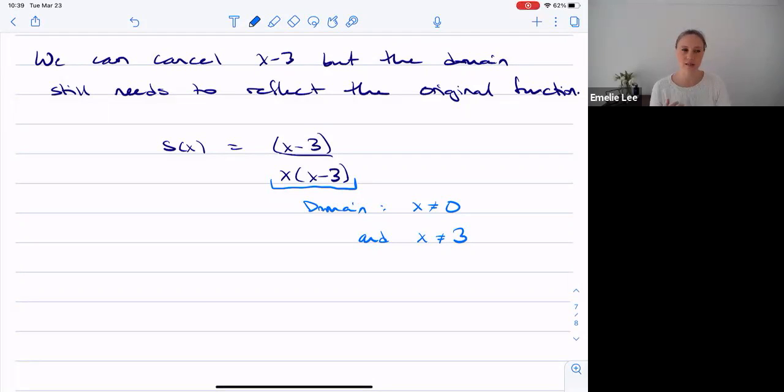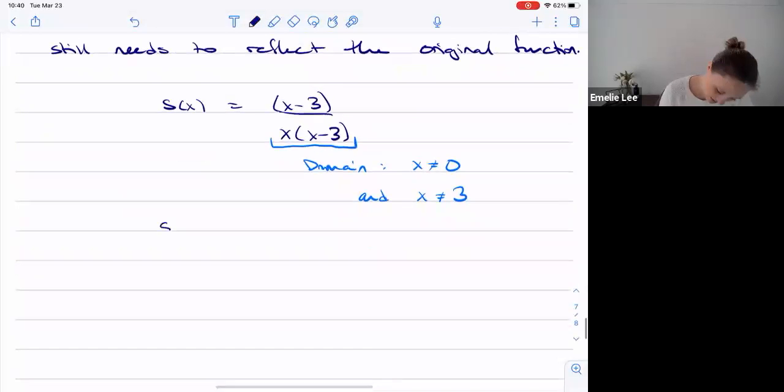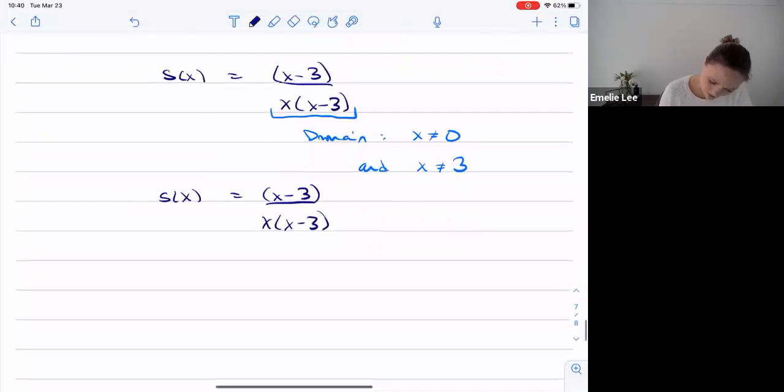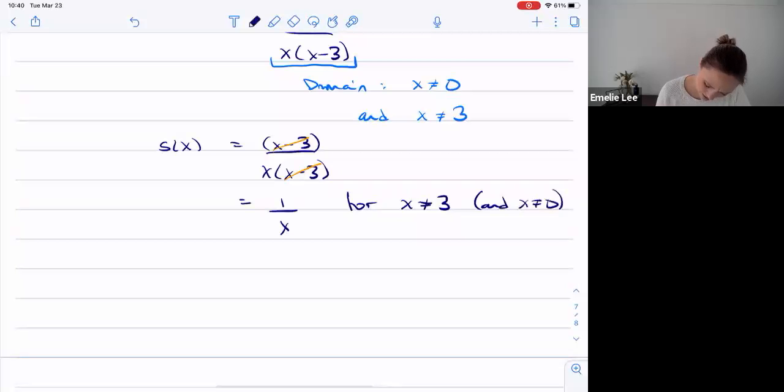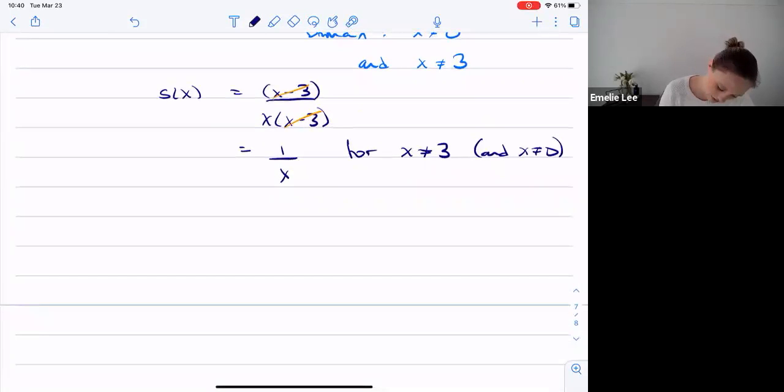So that domain still stays the same. So even when we find that s of x is x minus 3 over x times x minus 3, even when I cancel these, and I find that s of x can be written as 1 over x, right? The domain is for x not equal to 3 and x not equal to 0. But the not equal to 0 is obvious from the function, right? So what I need to emphasize is that x equals 3 has to be pulled out of the domain because it doesn't work in the original function, right? And our graph would have a hole.